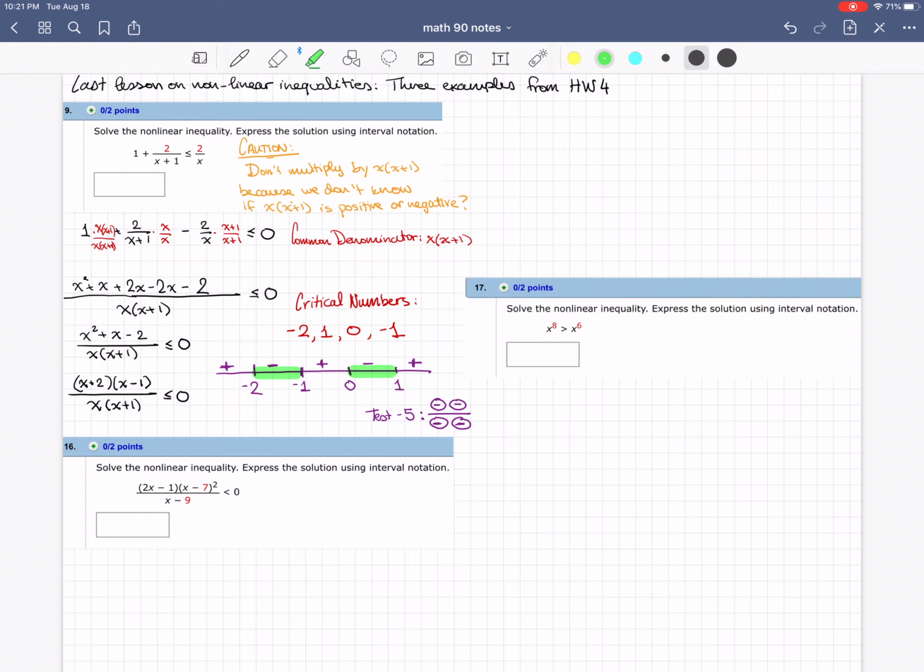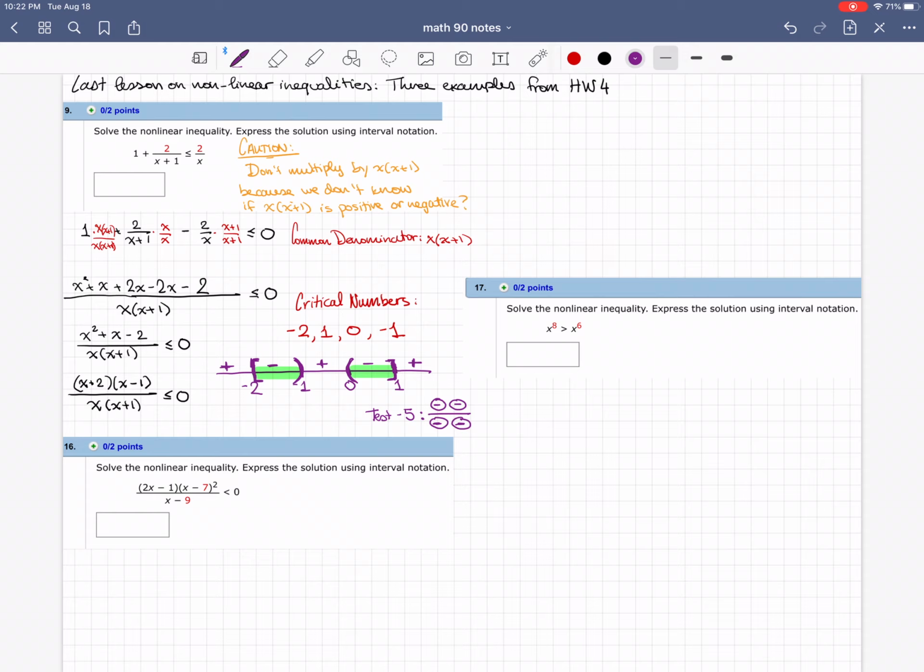What about equal to 0? Well, this is where it's really important to pay attention with rational expressions, because division by 0 is absolutely undefined. So it's okay for the numerator of a rational expression to be 0. That happens at -2. And it also happens at 1. So we include those two endpoints. However, it's not okay for x plus 1 to be 0. So we do not include the -1. And it's also not okay for x to be 0, so we do not include the 0.